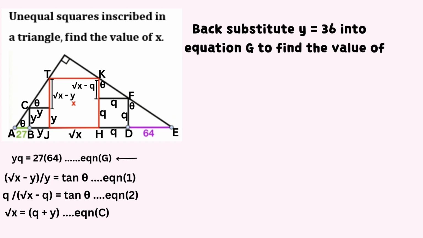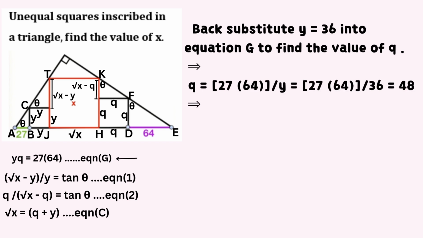Back substitute y equals 36 into equation G to find the value of q. It implies that q equals 27 multiplied by 64, all divided by y, which equals 48 after simplification of the substituted value.